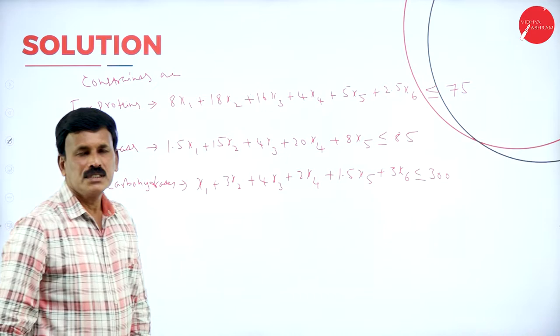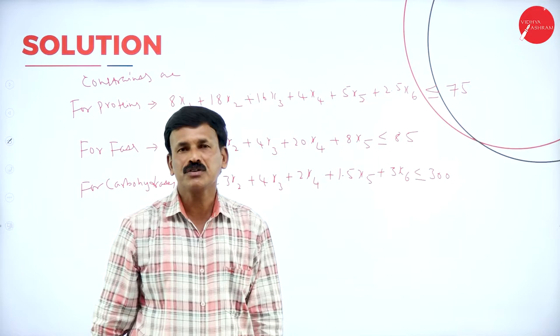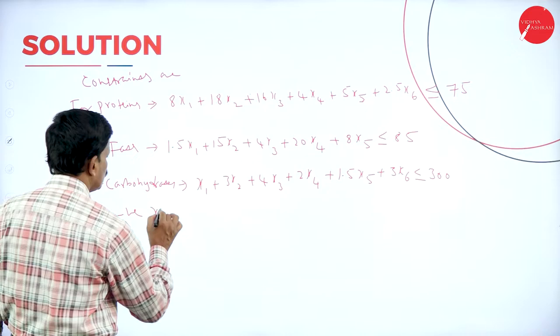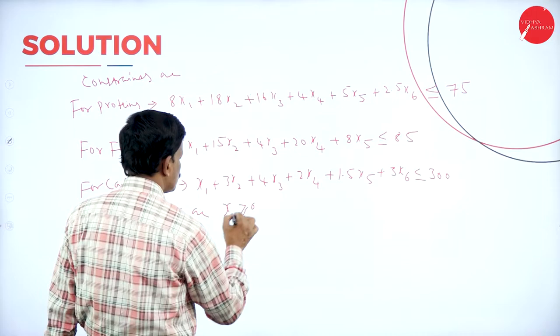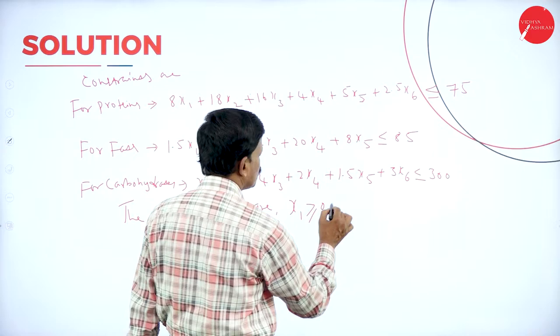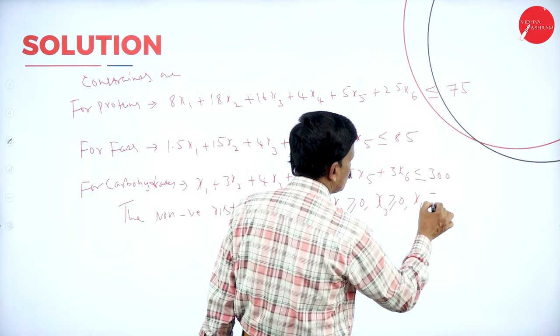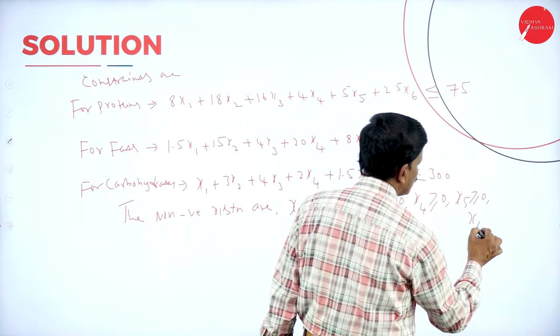Subject to the non-negative restrictions. Now, the non-negative restrictions are x1 is greater than or equal to 0, x2 is greater than or equal to 0. Since there are 6 decision variables, x3 is also greater than or equal to 0, x4 is greater than or equal to 0, x5 is greater than or equal to 0, and x6 is greater than or equal to 0. This is how we are going to form a model.